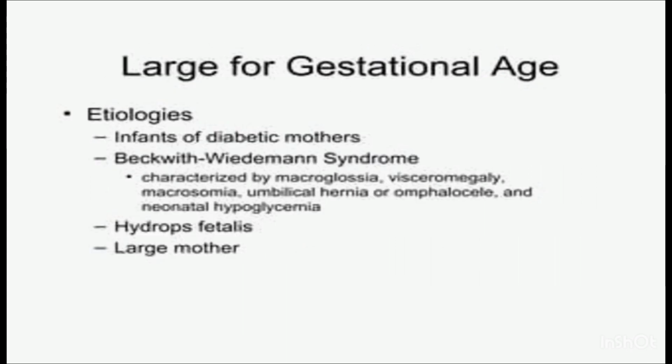And large for gestational age. Etiologies are infants of diabetic mothers and Beckwith-Wiedemann syndrome, characterized by macroglossia, visceromegaly, macrosomia, umbilical hernia or omphalocele, and neonatal hypoglycemia, other than hydrops fetalis in large mothers.